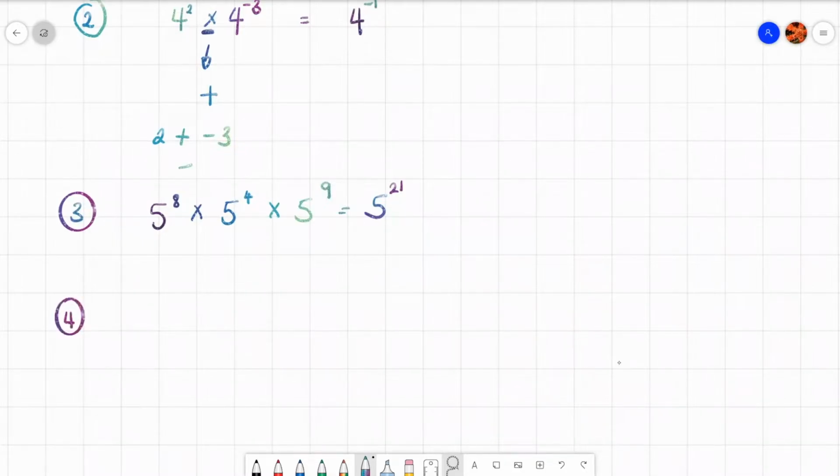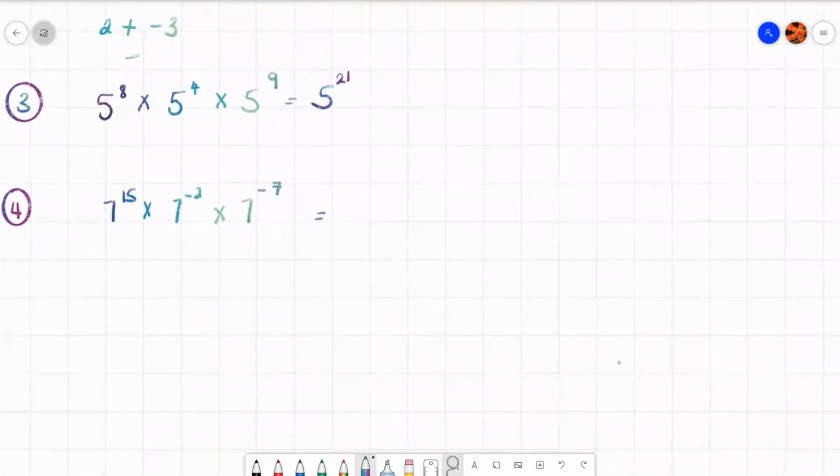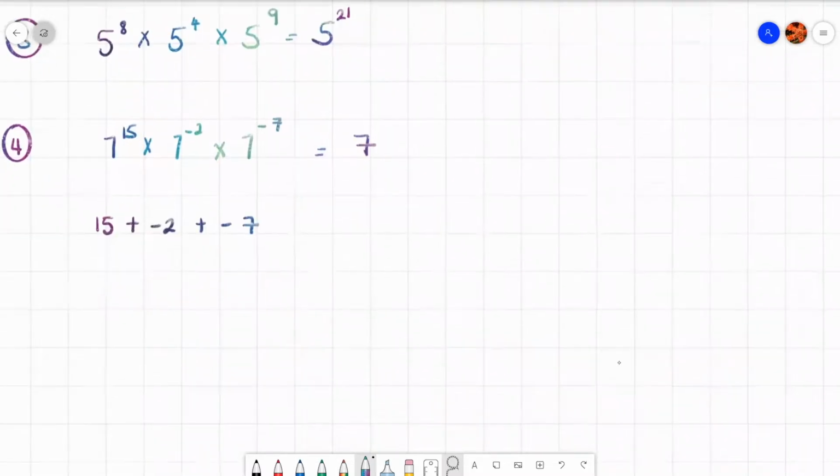Okay, I can also have, let's do 7 to the power of 15 times 7 to the power of minus 2 times 7 to the power of minus 7. Slightly tricky. So number 7 stays the same and we add the powers. So I've got to do 15, add minus 2, add minus 7. Right, it's a bit silly having this add and minus 7. Well, a positive and a negative make a negative, so that becomes subtract. So I've got to do 15, take away 2, then take off 7, which is 6. So your answer would be 7 to the power of 6.